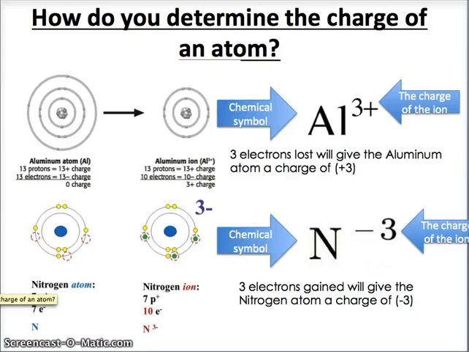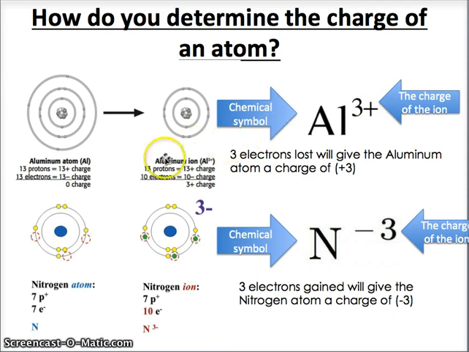Okay, now let's figure out, how do you know what charge it is? So it's really easy. It's easy math. So all you have to do is to figure out how many electrons are being gained or lost. And that's the number charge it's going to be.